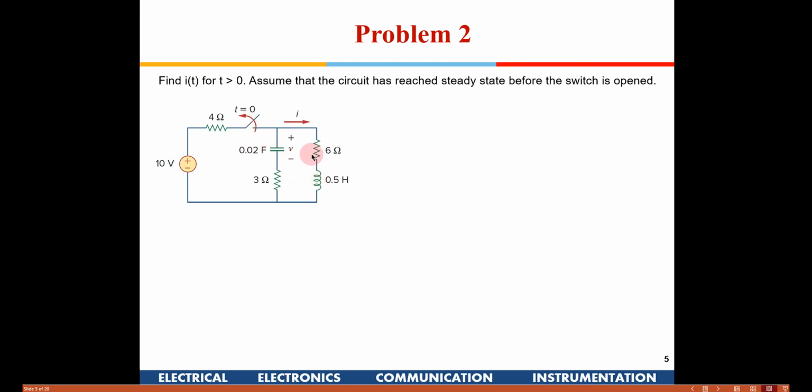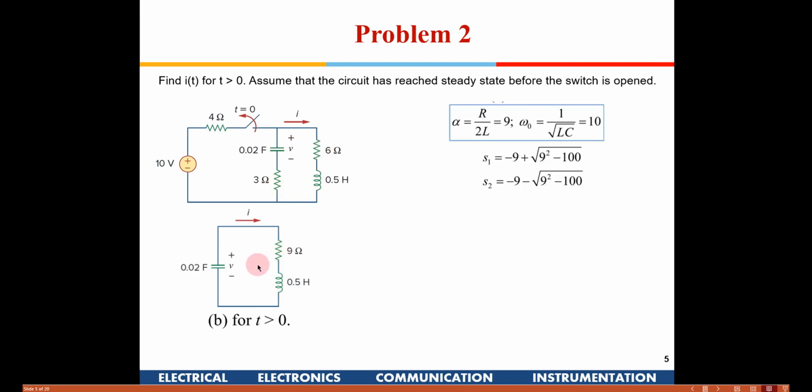So this circuit will try to maintain that current I0 at t equal to 0 and that voltage across the capacitor in this small loop. So this is the equivalent circuit for t greater than 0. Since it's a single loop, you can combine this 6 ohm and 3 ohm and replace them with a single 9 ohm resistor. Now again, this is a series RLC circuit.